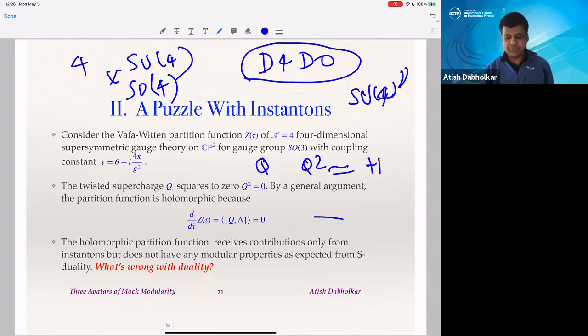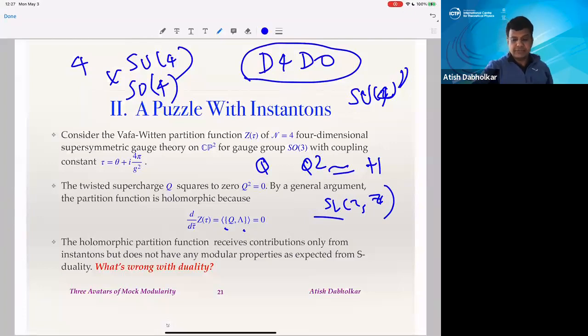And using that property, you can show that d by d tau bar of the partition function of these instantons is Q acting on something. And since Q squares to 0, you can argue that this has to be 0. And this is holomorphic, therefore the partition function has to be holomorphic. And it should receive contributions only from instantons. And moreover, it should be SL(2,Z) invariant if S-duality is a symmetry of the quantum gauge theory.